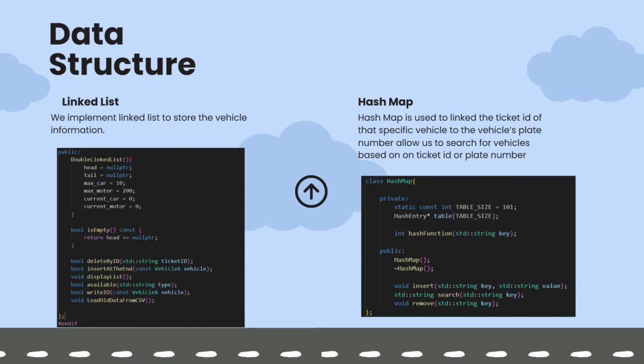The hash map is used to link the ticket ID of that specific vehicle to the vehicle plate number. It allows us to search for a vehicle based on the ticket ID or plate number. So when the user checks out, we use the HashMap. Why do we use HashMap here? To verify the ticket. First, it compares the ticket and the plate number. If it is matched, it will search in the table and then show it.